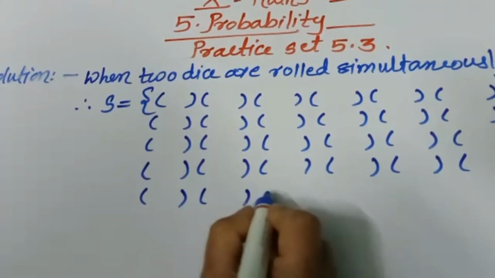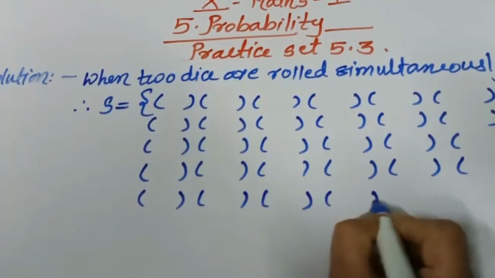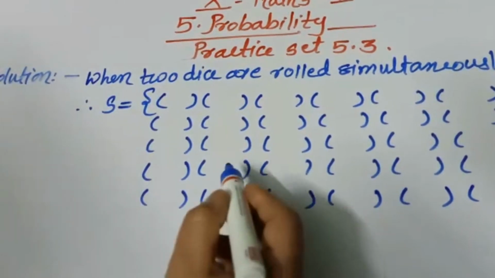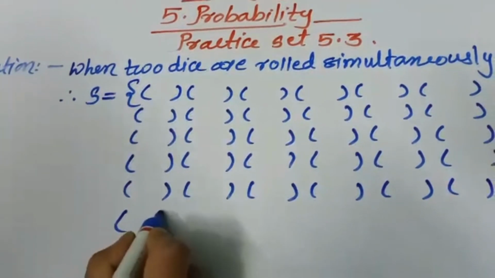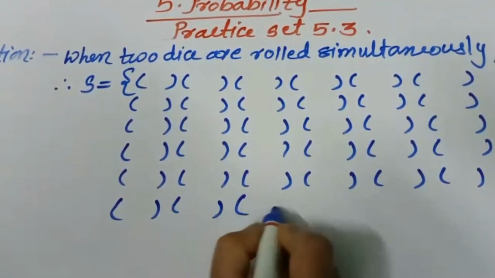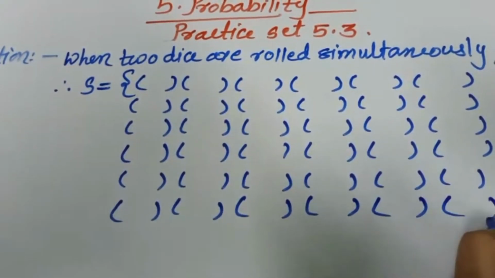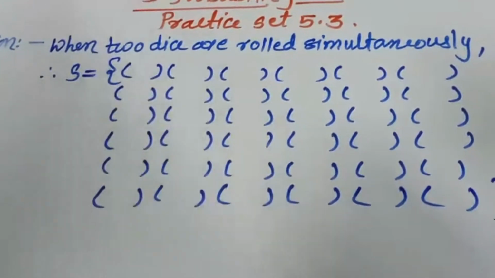So 1, 2, 3, 4, 5 and 6. One more is remaining, the last one. 1, 2, 3, 4, 5 and 6. Here our bracket is completed.